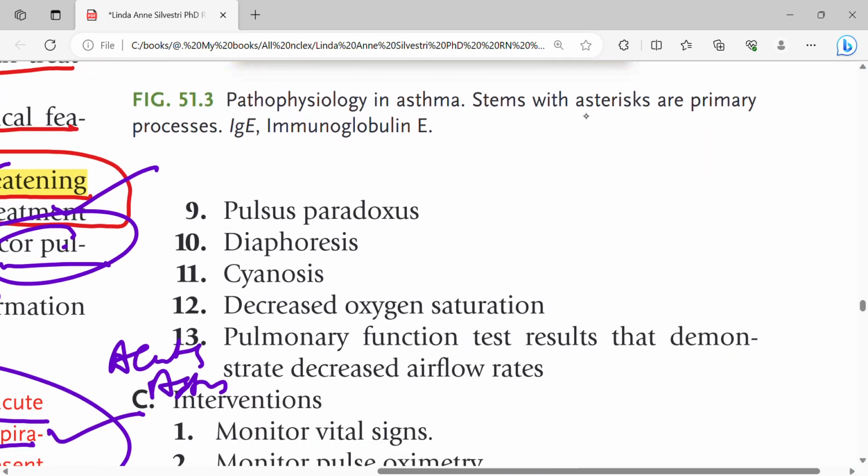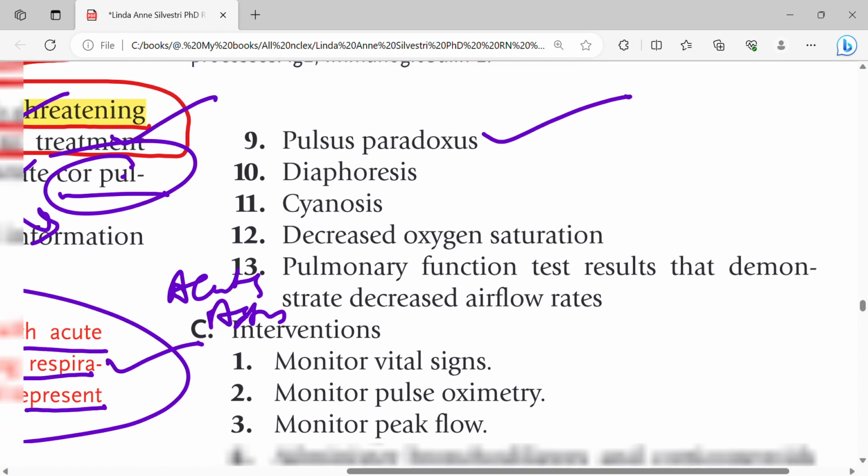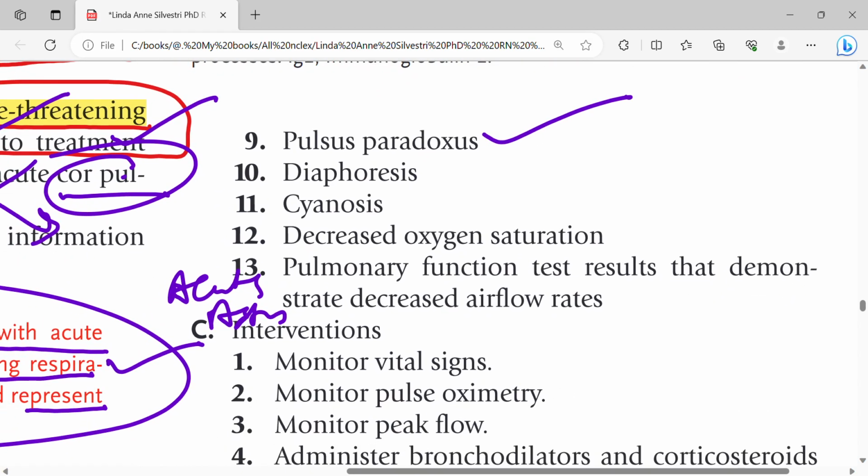Then another sign, pulsus paradoxus, can also be there. Diaphoresis can also be there. And cyanosis. At last, when the patient does not get sufficient oxygen, then cyanosis can also be there. So what is pulsus paradoxus? This is also very important.